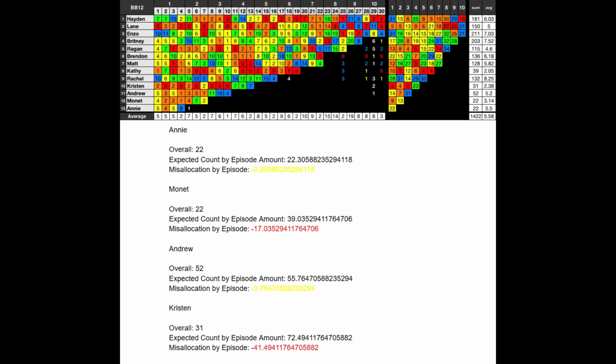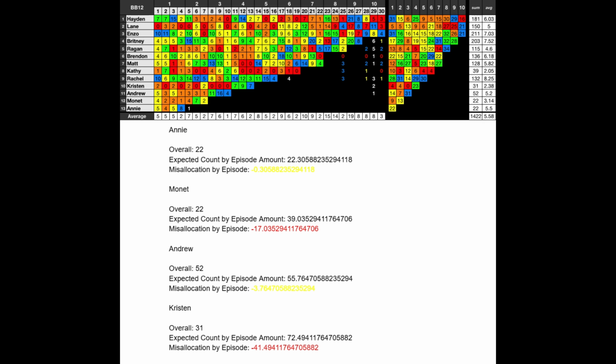Andrew has 52 diary rooms, and his expected episode amount based on the diary rooms that he should have is 55.76. This causes him to have a negative 3.76 misallocation, meaning that he's missing essentially 3 to 4 diary rooms in order to be distributed evenly.